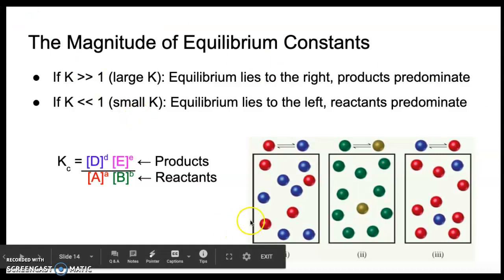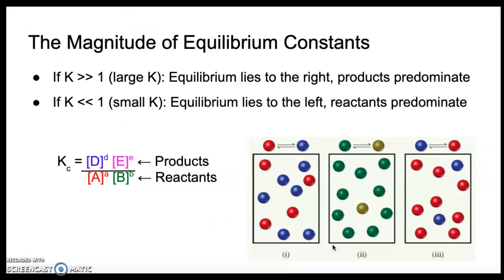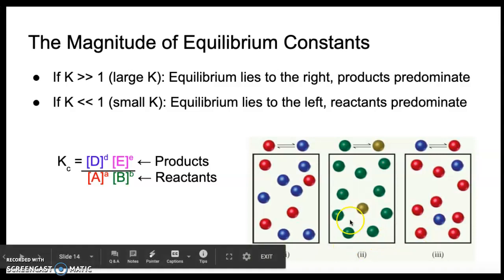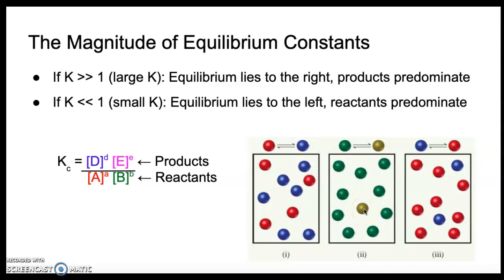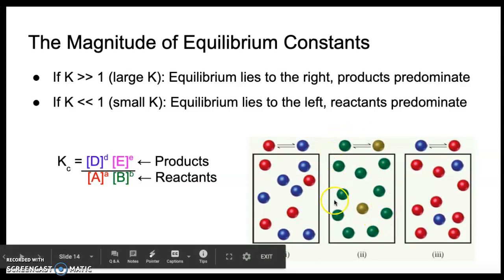All right, so hopefully you have figured out that the more product is present, the larger your value of K. So if we take a look at these 3 examples here, we can see that the one in the middle has mostly reactant left over, mostly green, and only one little bit of product, one yellow here, right? So that would mean that there's much more reactant than product. That means that K is going to be very small, and it's going to be the smallest for number 2.